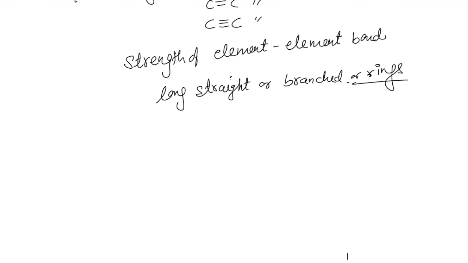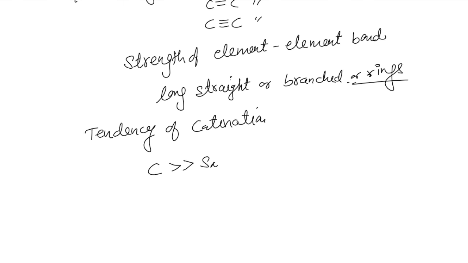And as we move down the group, what happens? Element element bond energy decreases because size increases. That's why the tendency of catenation also decreases. So the tendency of catenation is maximum with carbon, and its tetravalency also plays an important role. Okay, so carbon catenation is maximum, then it's silicon, germanium, tin, and lead.